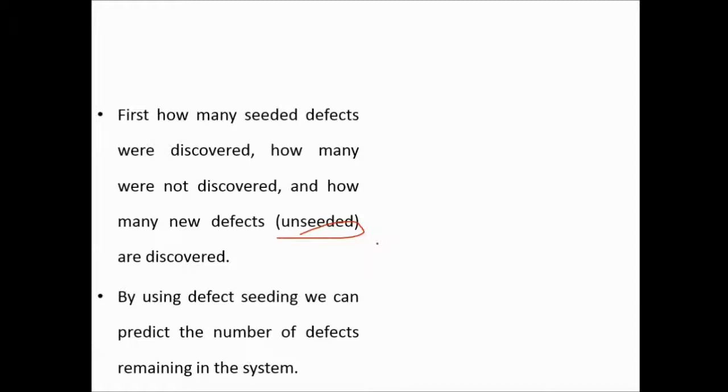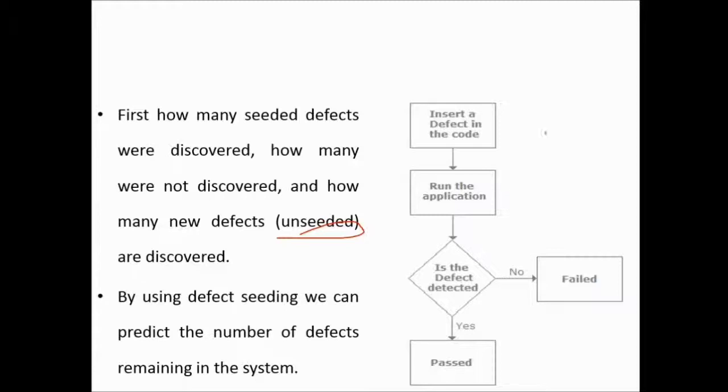By using defect seeding, we can predict the number of defects remaining in the system. That is, we insert a defect in the code, run the application. Is the defect detected? If it is, it is passed. If it is not, fail it.